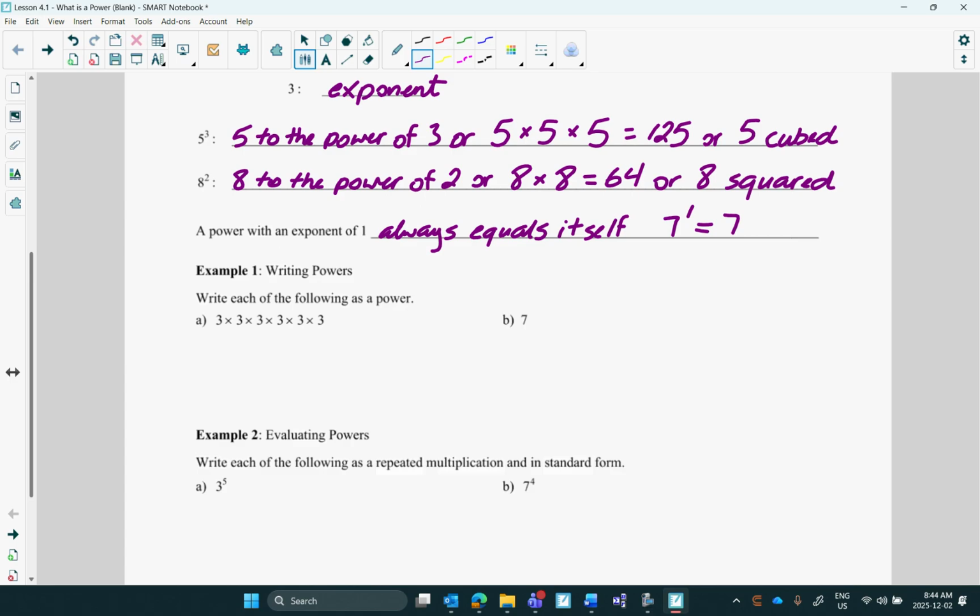Okay, so just a little bit of practice. How would you write this as a power? 3 to the power of 6. We don't have to figure it out. We're just asked to write it as a power. How would you write this as a power? 7 to the power of 1.